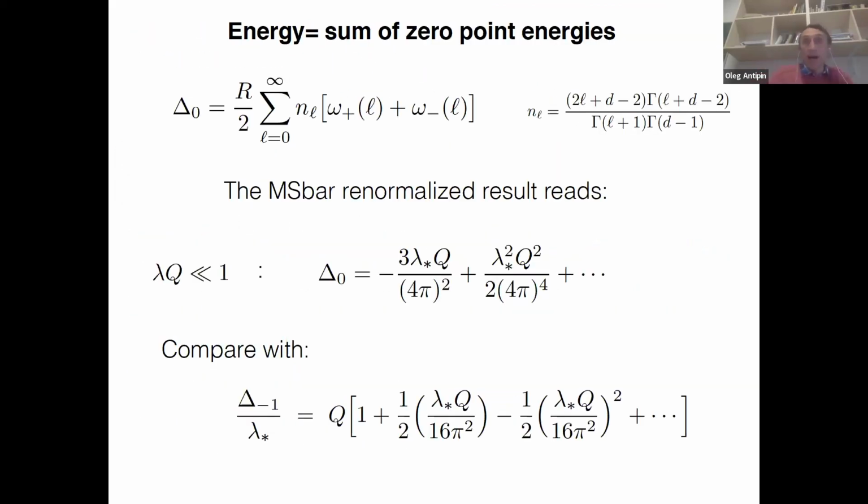Now we have to sum the zero-point energies, which means we have to sum the energies given by these modes with their degeneracies, which are given by this expression on the sphere. We are on the sphere. I omit the details. Here zeta function regularization in MS-bar renormalization is used. This sum will be divergent because now we are doing quantum physics. That's why lambda star is really important, because now we really have to do renormalization.